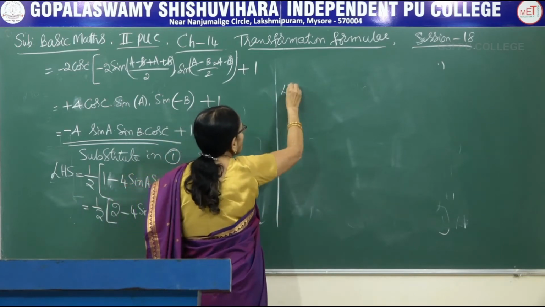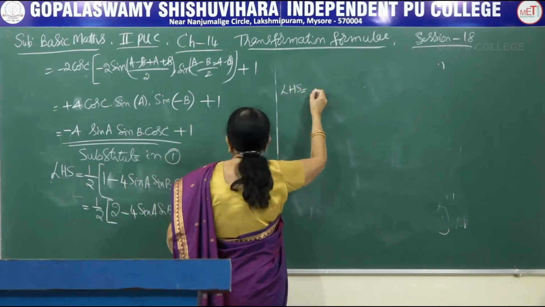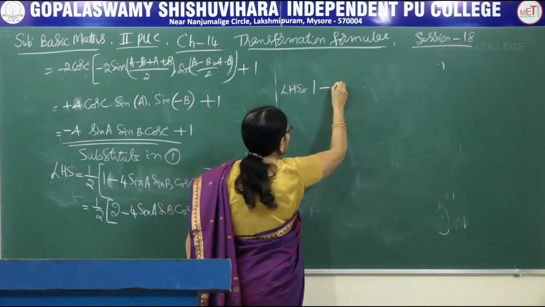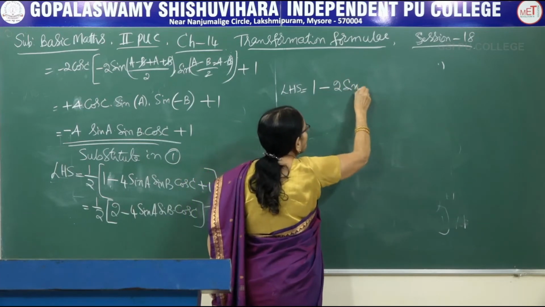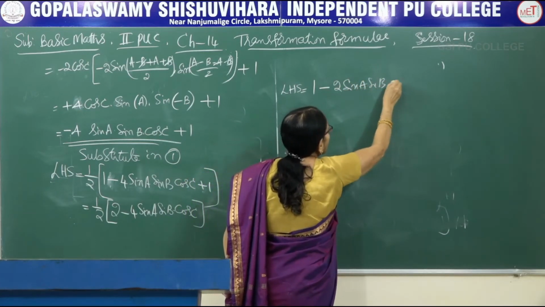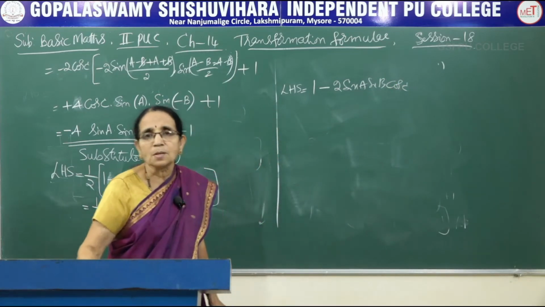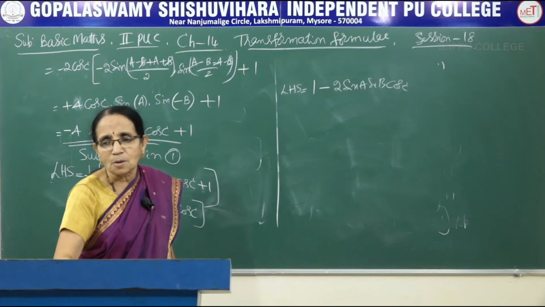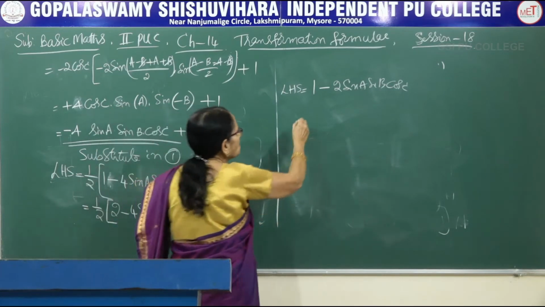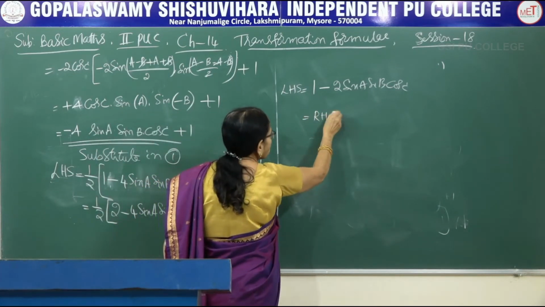So we will be having the left hand side. When you divide by 2, it is 1 minus 2 times sin a, sin b into cos of c. You observe that this was what we wanted on the right hand side. So I can write this to be equal to RHS.